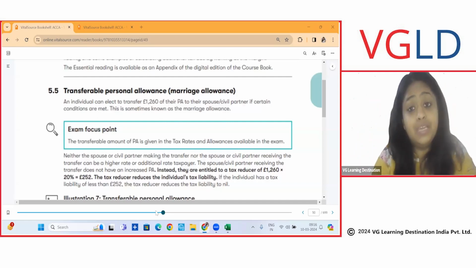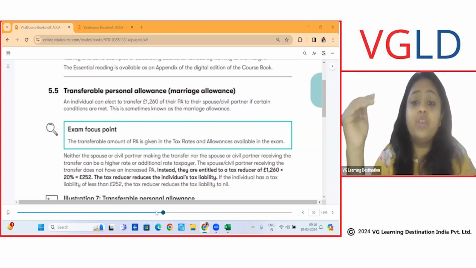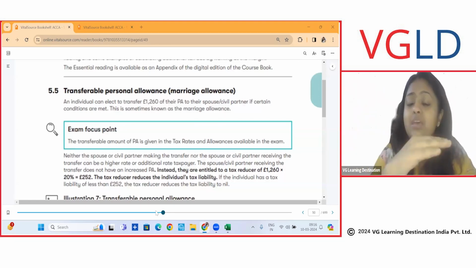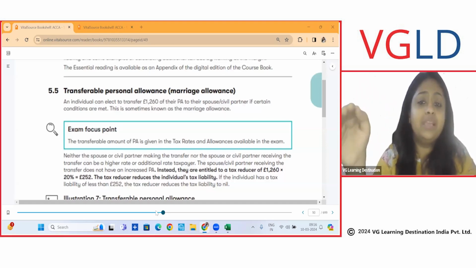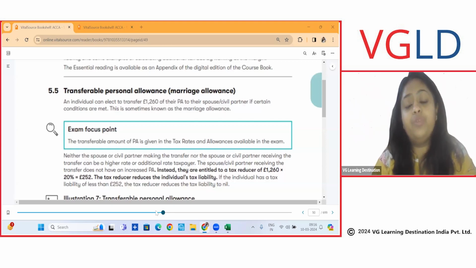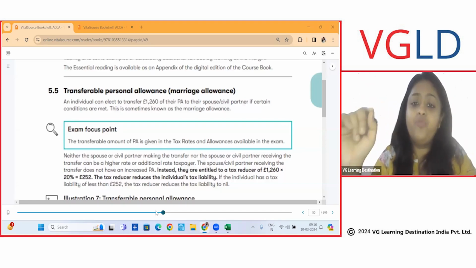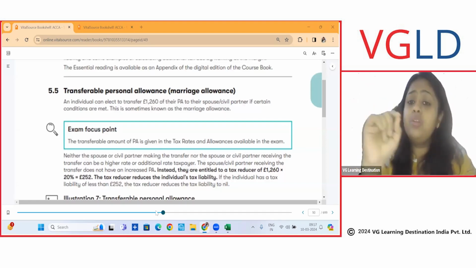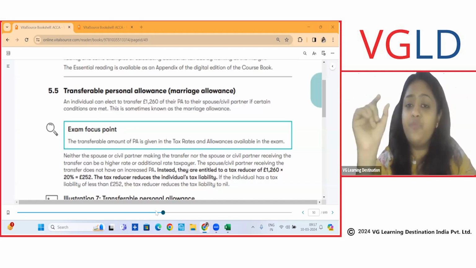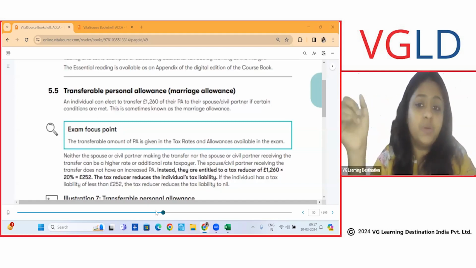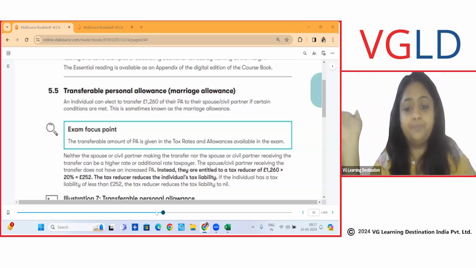Any conditions for the same? Yes. Once an election is made, it will be there year on year unless we again write to HMRC that we do not want to continue with this election. So unless we de-elect it, it is assumed that for 23-24, if we have made the election, same will continue for 24-25, 25-26, and so on. Every year it will by default apply. 10% of PA will automatically be transferred. You cannot transfer 5%, you cannot transfer 15%. It's a fixed 10%. So either you make an election to transfer 10% or you make 0%.